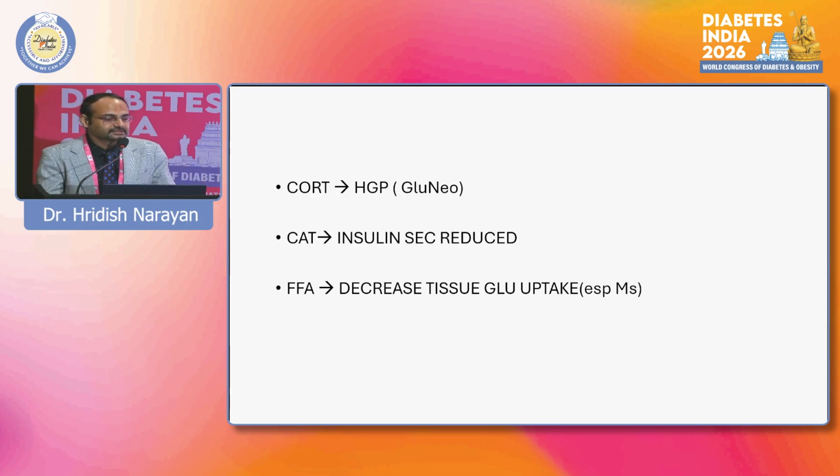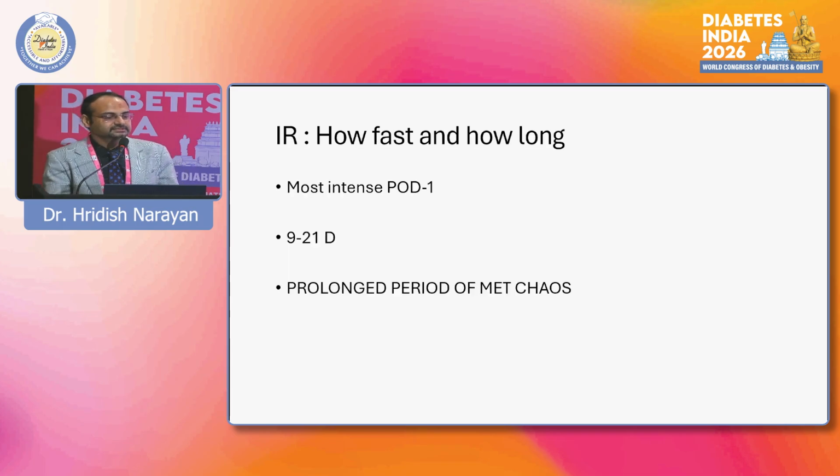And the catecholamines suppress the beta cells from producing insulin. And third, because of the lipolytic state, the free fatty acids in the circulation will decrease tissue uptake in the muscles. So three things are happening. Your utilization at the periphery is reduced, your production of insulin at the pancreas is reduced, and the production of glucose in the circulation is increased. So all these will ultimately add up to increase the blood sugars.